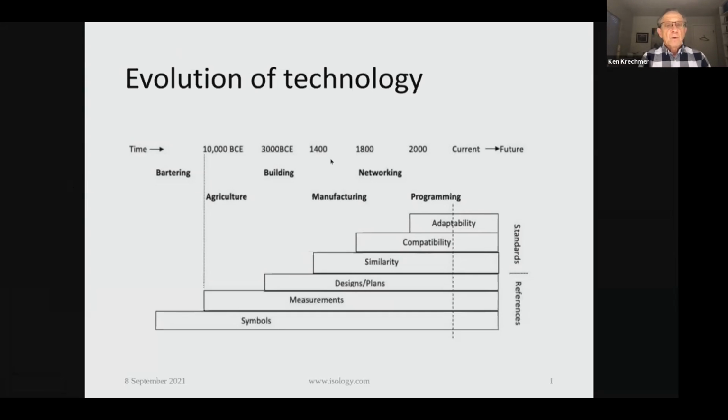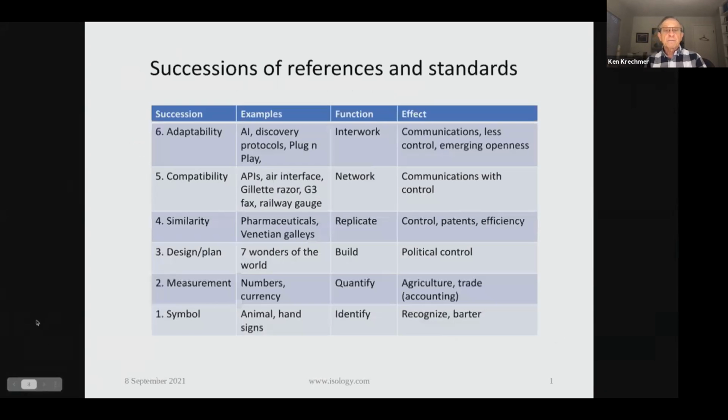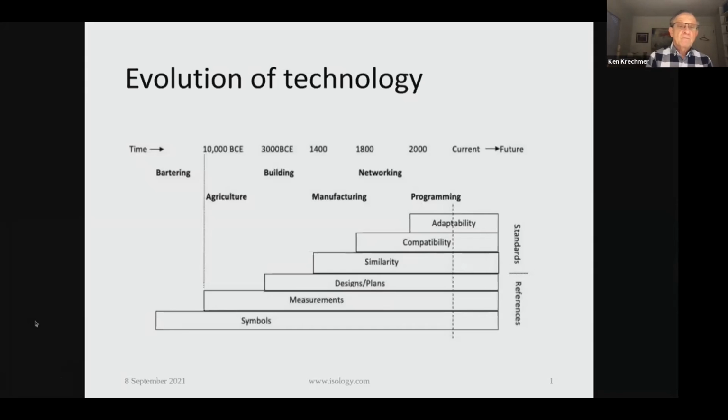So the next succession of standards emerges with measurements. And measurements are key to the development of agriculture. Agriculture, in order to feed a group of people, you need to define an area and provide the appropriate number of plants or seeds in that area to feed the people. So you've got to start counting and measuring. And that counting and measuring coexist with the beginnings of agriculture. Oh, let's go back. Sorry. Okay.